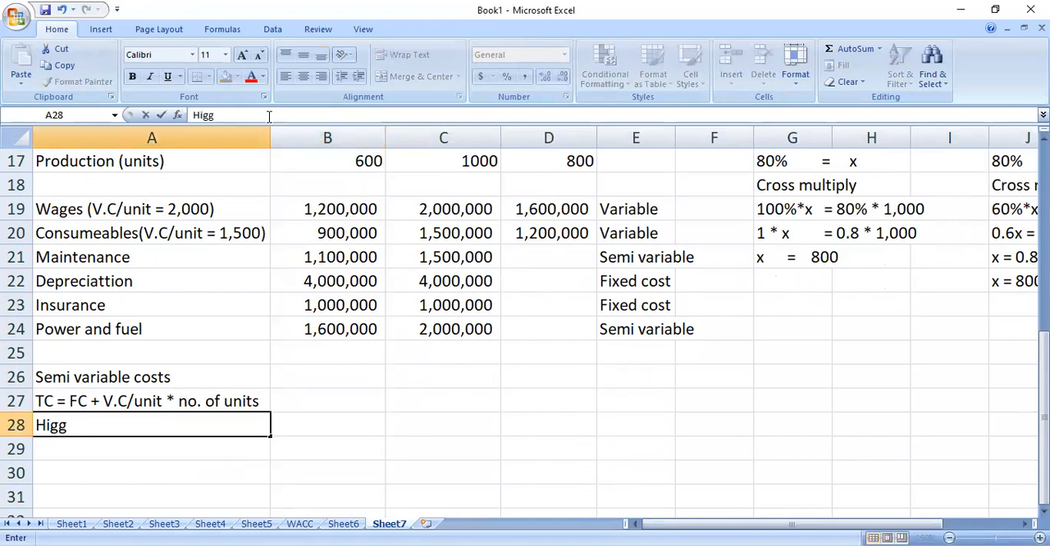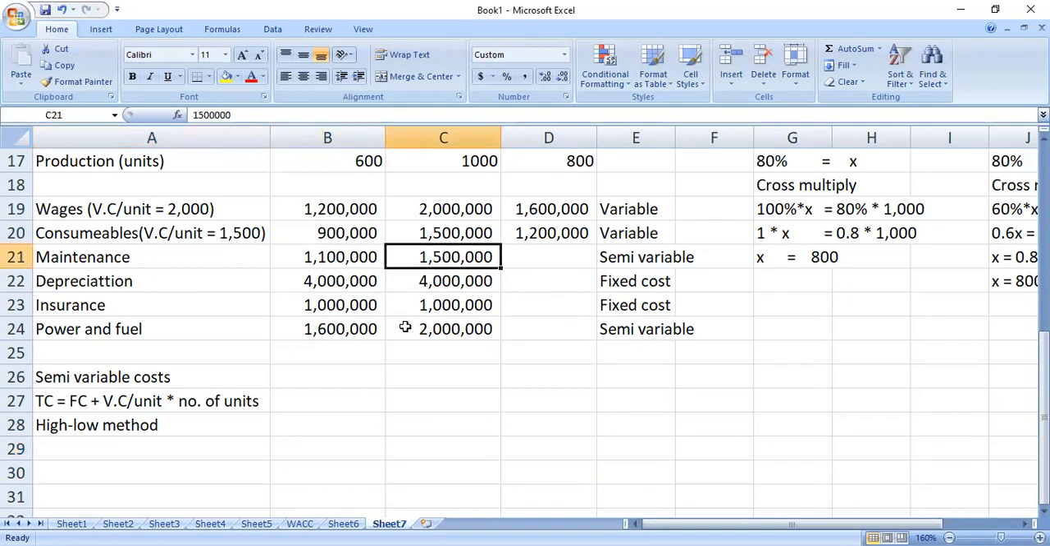High-low method of separating variable and fixed items. So the high-low says that you come and look for the high cost. So we are on maintenance. So the high cost is 1.5.